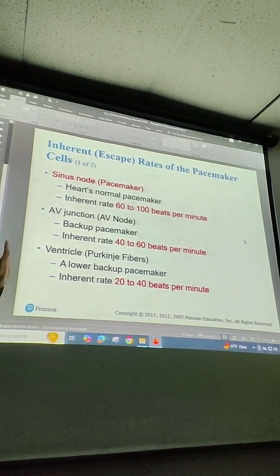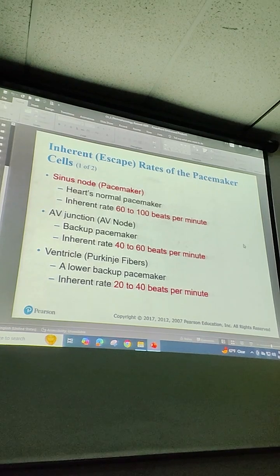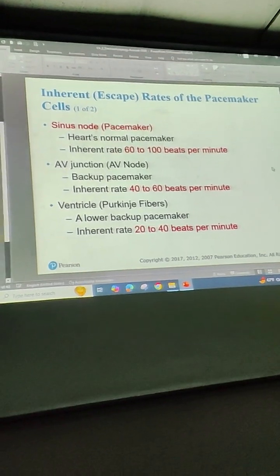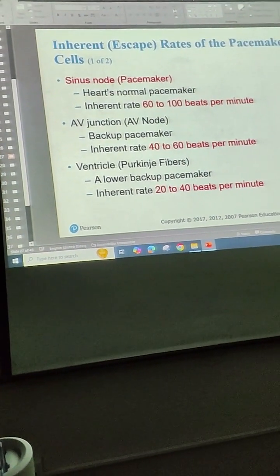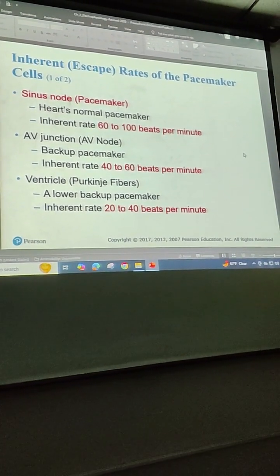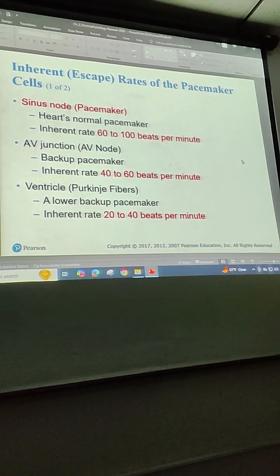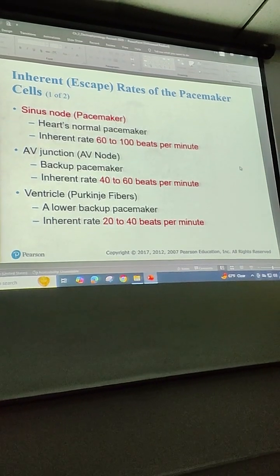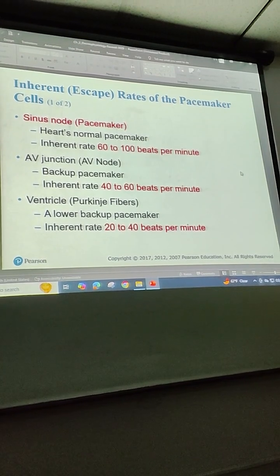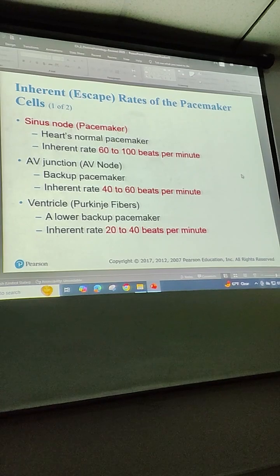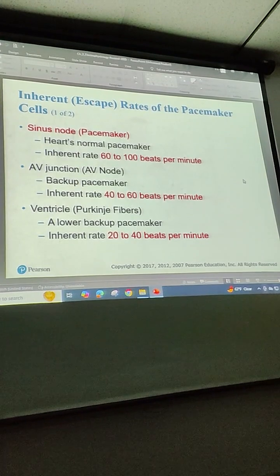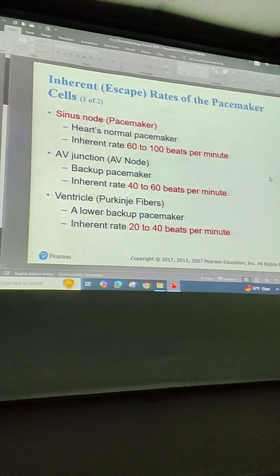It's simple. They're going to ask, what is the inherent rate of the normal pacemaker, the SA node? Because mostly we use SA node. The only time that we ask about the normal pacemaker is when you compare, what is another name, what is the sinus node known as? The pacemaker. But other than that, the answer is always going to be SA node, SA node, SA node.